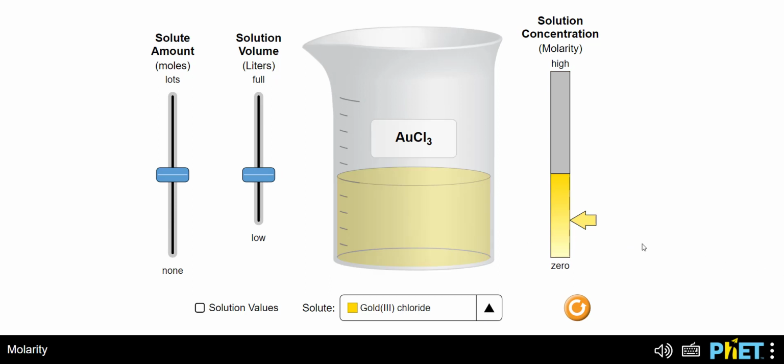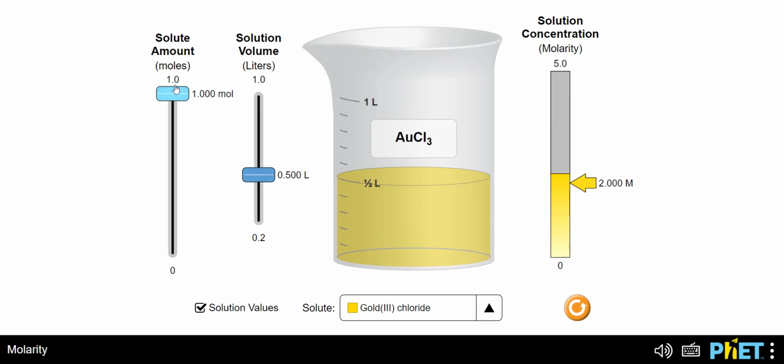Okay, so next one, gold chloride. It's not saturated yet, but we can see from the little bar over here that we're going to be able to get it concentrated. So let's try increasing the number of moles. And we've got the maximum number of moles. Let's put the values on here. So we're at 1 mole and a half a liter, which is a 2 molar solution, 1 over 0.5.